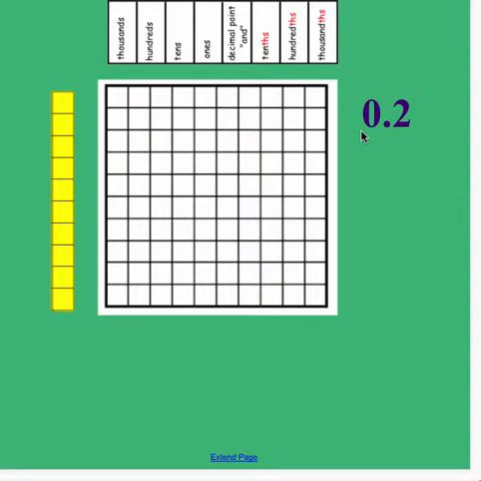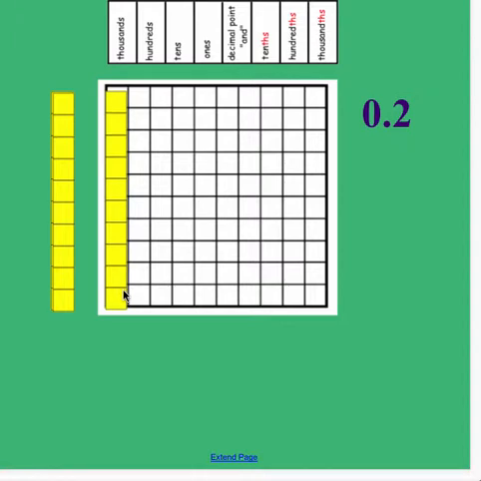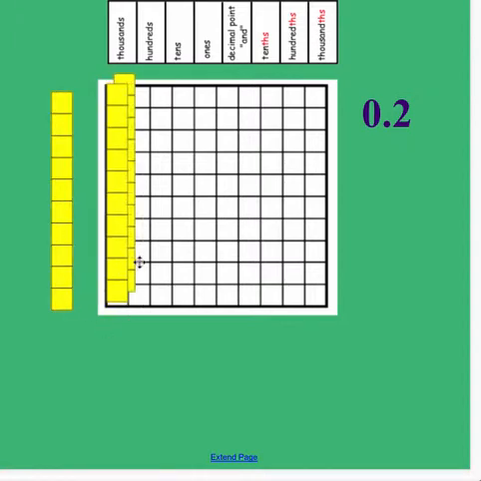So we want to form 2 tenths using our base 10 blocks. So over here, remember the yellow represents the longs or the tenths, and I would put 2 of them on here. This is 1 tenth and 2 tenths.